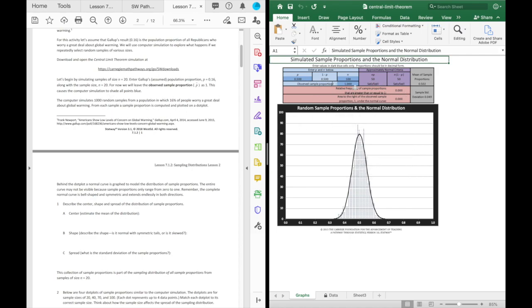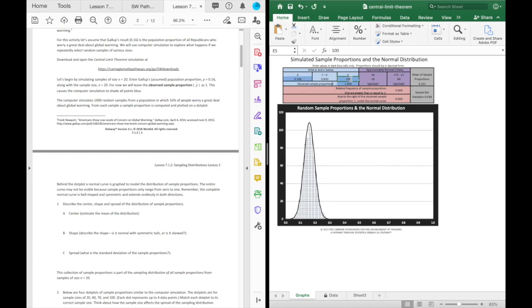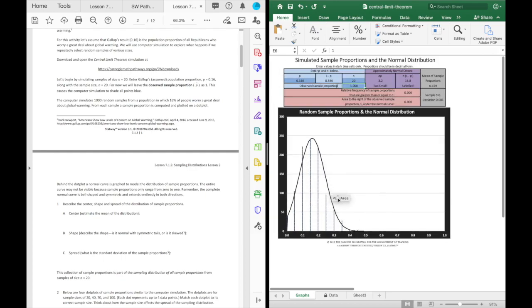So I'm going to change some values here. Where it says p, it says 0.500. I'm going to change that to say 0.16. There we go. And my n is going to be 20. So this is what it looks like. We're going to leave the observed sample proportion as 1. I don't know if you could tell, but everything underneath the curve is blue.